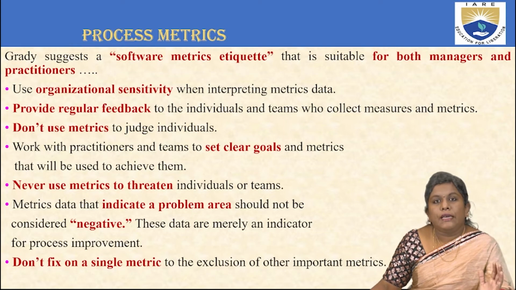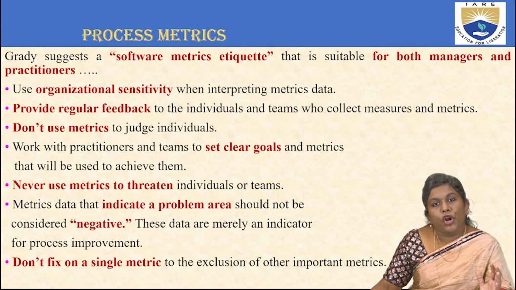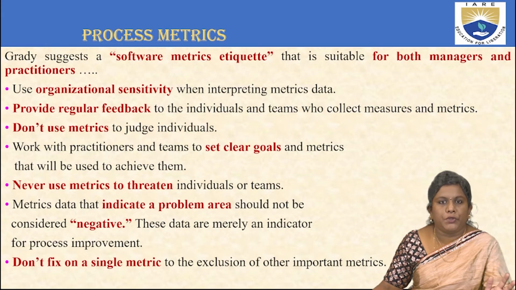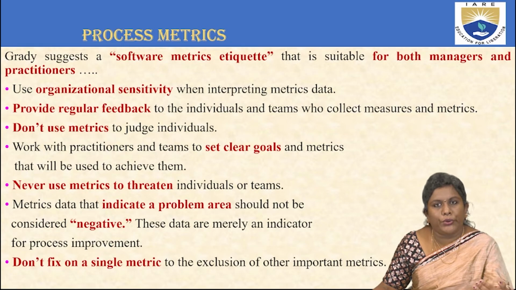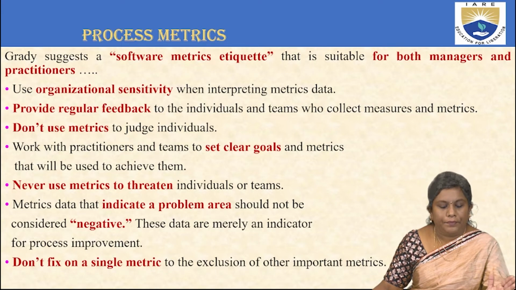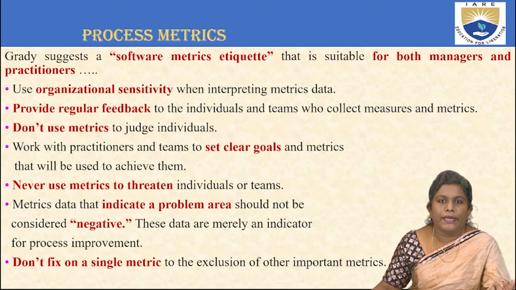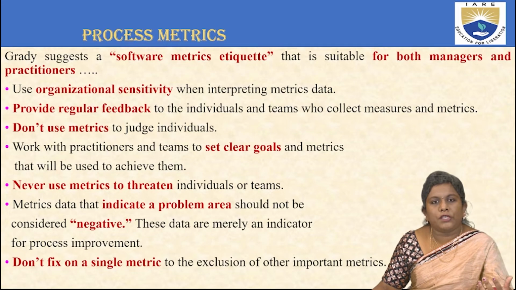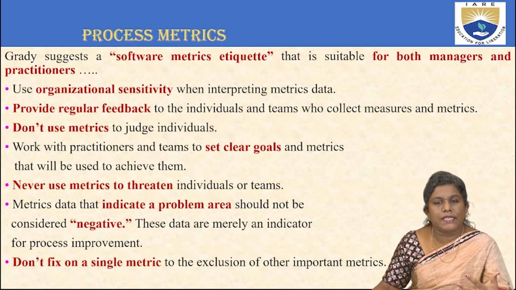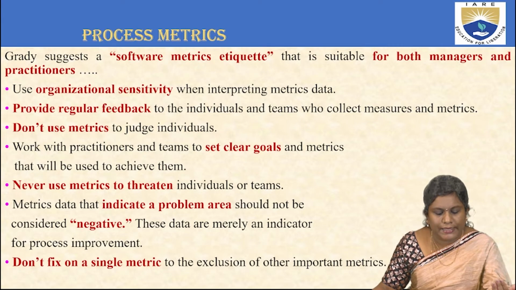Next, you should not use metrics for judging an individual, right? It's like you have to involve only them in the process or a project, or focusing on the goals, but not on the individuals. And clear objectives have to be specified. Clear goals have to be set. And next is never use metrics to threaten individuals or teams. That is, if the values are not proper or something, you can adjust the values and get the results. But indirectly, there should not be any pressure on the team. That means to be said that.